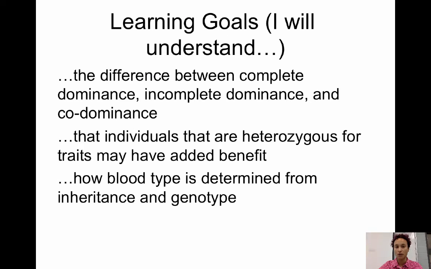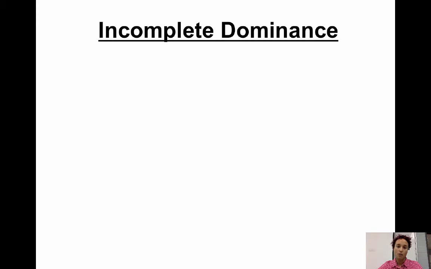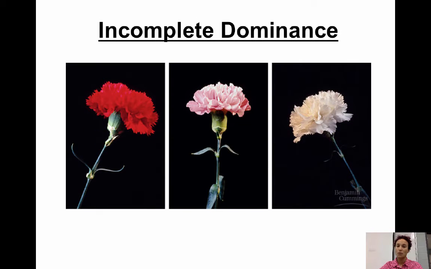Take a moment, read over the learning goals and write them down so you know what to focus on for this lesson. One form of inheritance is something called incomplete dominance. Since neither the red nor the white are able to completely dominate, like a tug of war, we actually end up with this third phenotype, which is a blend of the two. Red couldn't take over, white couldn't take over, so it's like they settled on this third option, so both of them get something out of it.